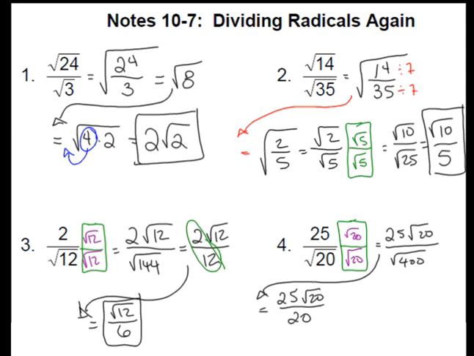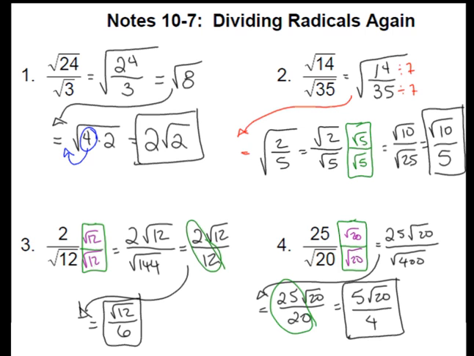Now at this point, these two things here can be reduced. We can reduce our fraction. We can take a 5 out of both of them. So taking a 5 out of both of them leaves a 5 square root of 20 on top and a 4 on the bottom. And that one is done.